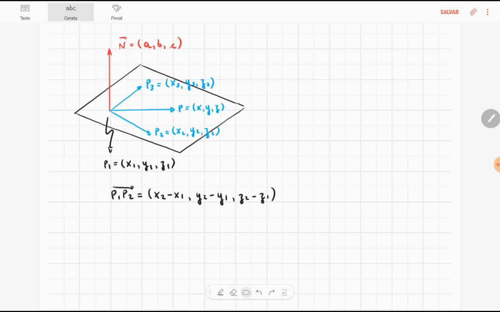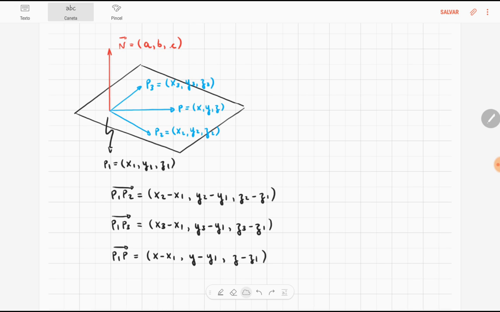The first vector is P1P2. Because we know the coordinates of P1 and P2, we may determine vector P1P2. Then vector P1P3, which is also known because we know the coordinates of points P1 and P3. And another vector, P1P, we don't know because we don't know the coordinates of point P, so it's only represented.